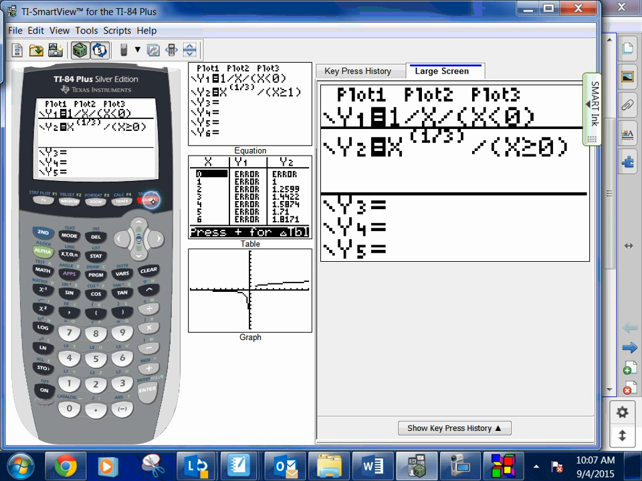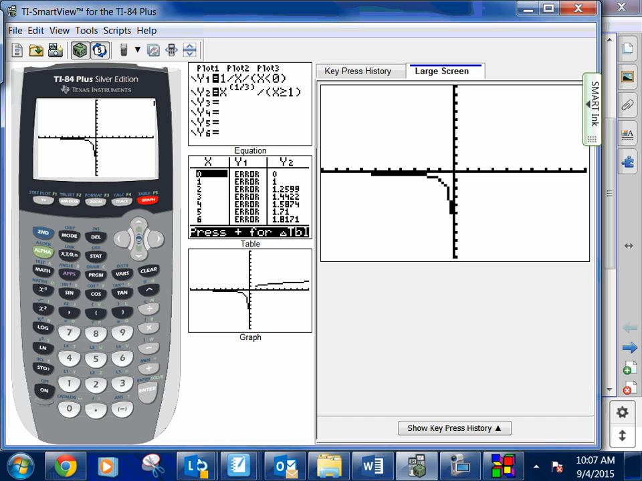Okay, 0, graph. Okay, here you go. So this is what it looks like. Now you see if you can figure out the domain, intercepts, and range. And I'm going to call on somebody randomly to tell me those three.